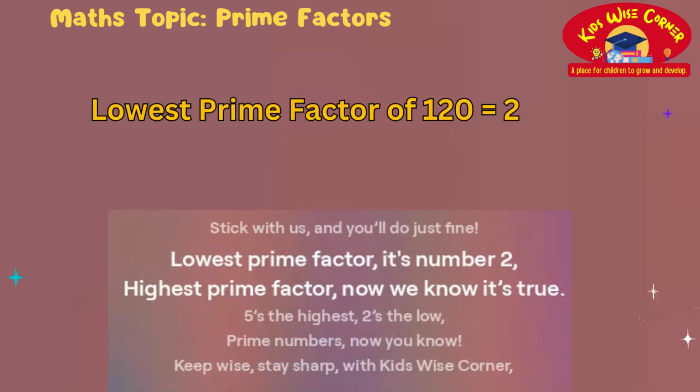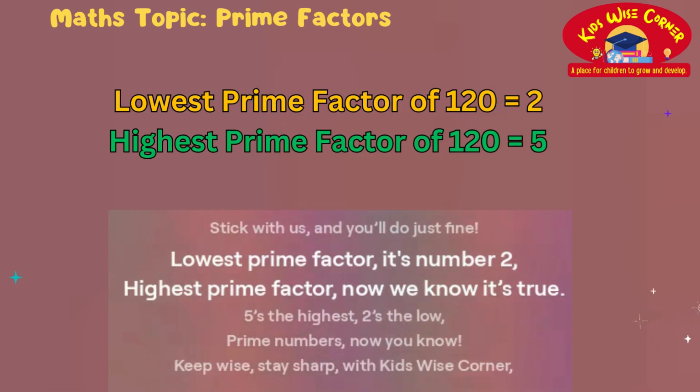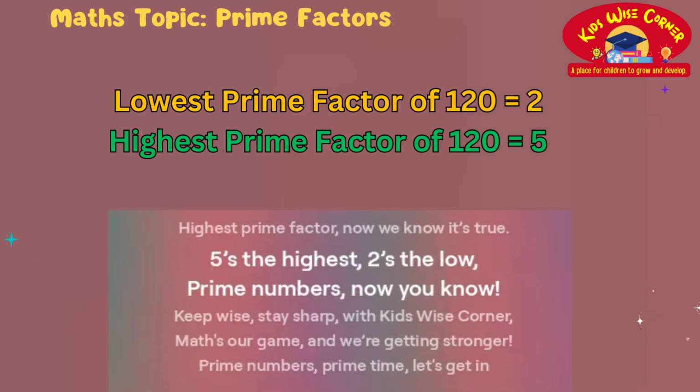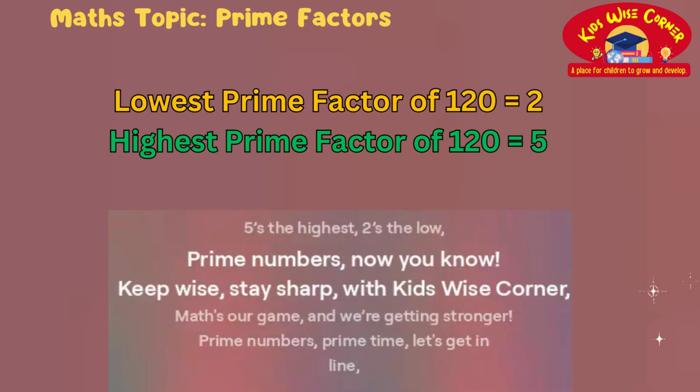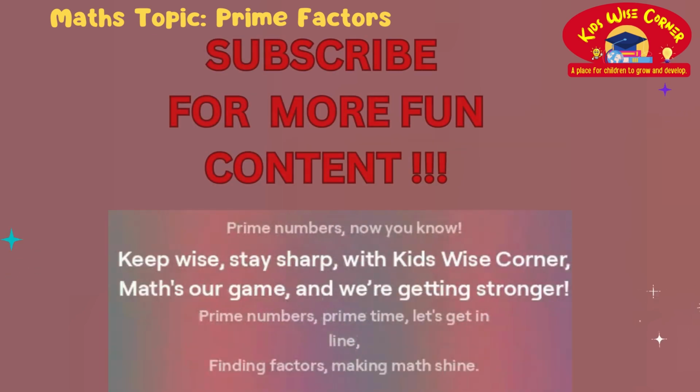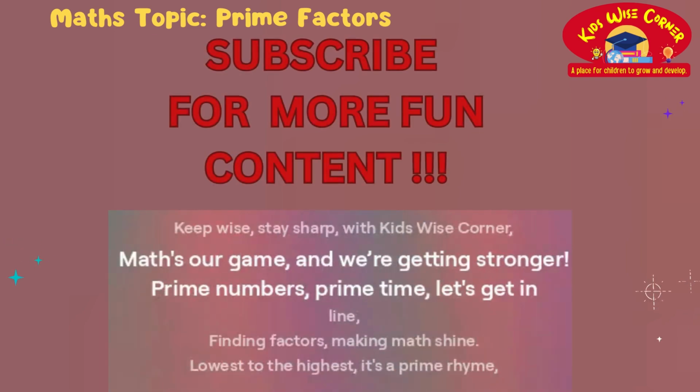Lowest prime factor is number 2. Highest prime factor, now we know it's true. 5's the highest, 2's the low. Prime numbers, now you know. Keep wise, stay sharp with Kids Wise Corner. Math's our game and we're getting stronger.